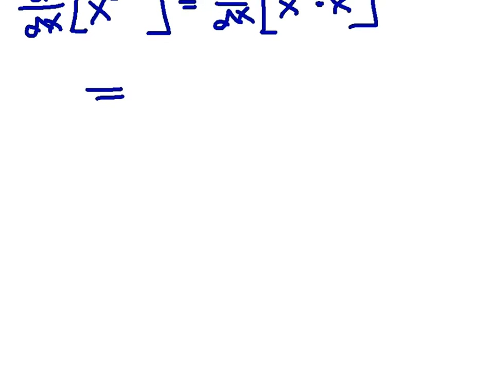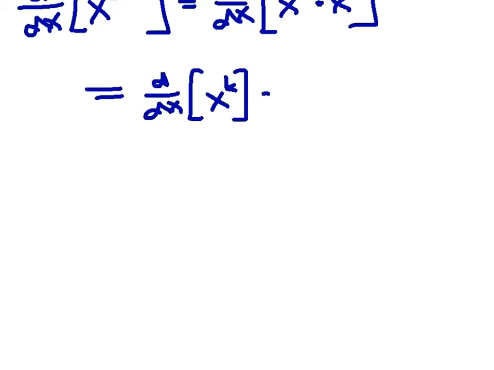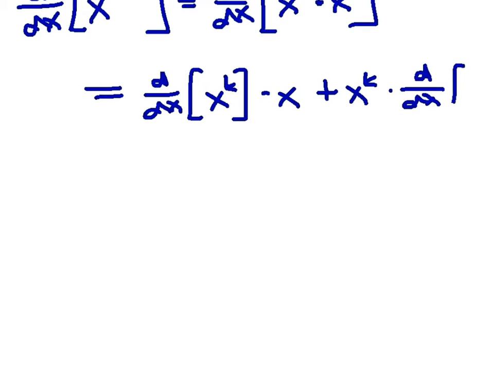And now what I've got here is a product of two things. So let me use the product rule to break this up. Now the product rule says that the derivative of my product is going to be the derivative of the first guy, so the derivative of x to the k, times x, plus x to the k times the derivative of x. This is the good old-fashioned product rule at work here.